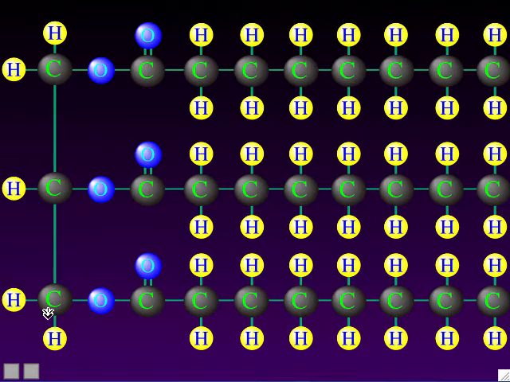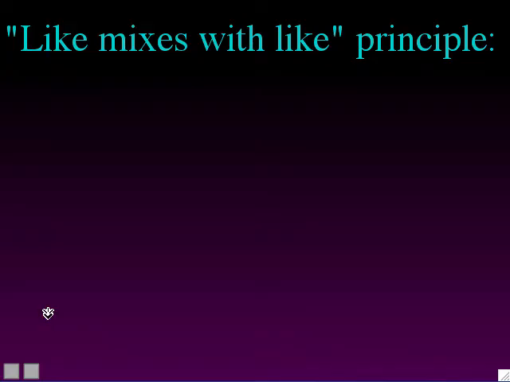Okay, now that we have introduced the concepts of hydrophobic molecules and hydrophilic molecules, it's time to move on to the next concept, which is called the like mixes with like principle. What this essentially means is that hydrophobic things want to mix with other hydrophobic things, and hydrophilic things want to mix with other hydrophilic things. Each kind wants to mix with its own kind. It doesn't want to mix with the opposite kind.